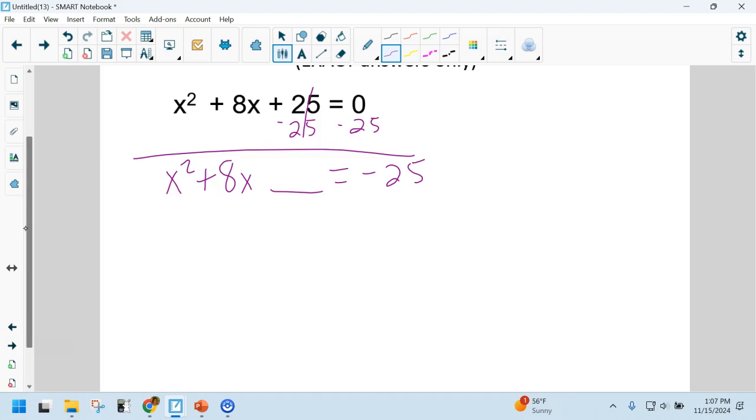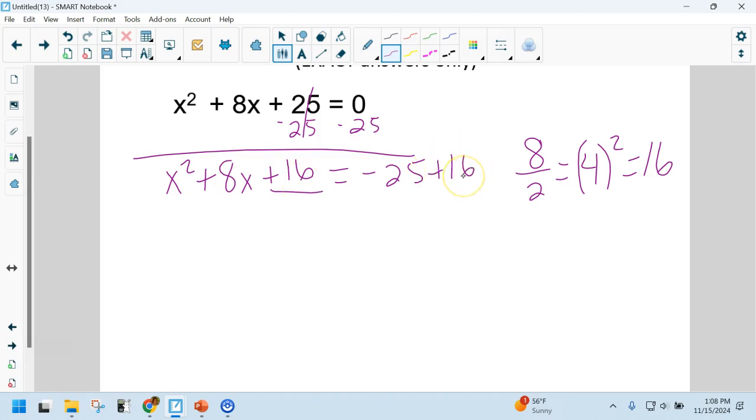And then to figure out what's going to go on that blank, I take the 8, divide it by 2, which is 4. We're squaring that value and getting 16. That 16 is what we're going to add here, and to be fair, we add it to the other side as well. Now, by writing that 16 in there, I now have a perfectly factorable term, and it's going to end up being, remember, this value is what's going to go right here. And so we have x plus 4, and then -25 plus 16 is -9.